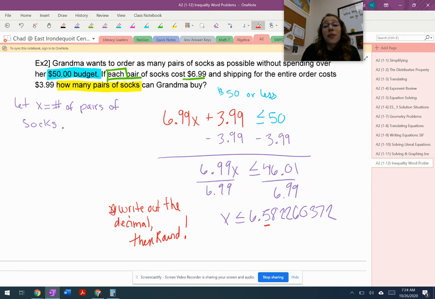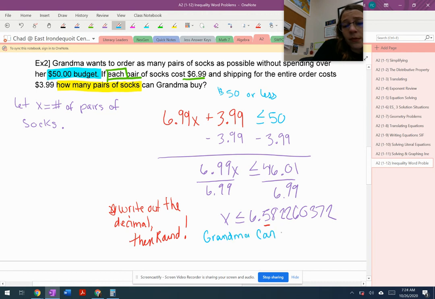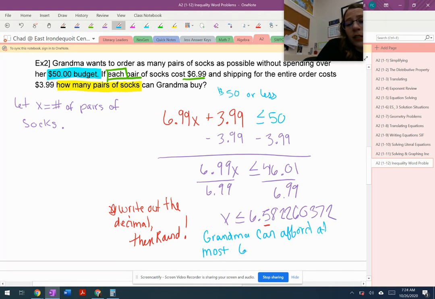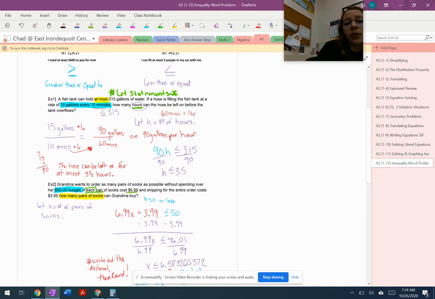If you're at the store and they want $7.50 and you only have $7, they don't just say, oh, okay, no big deal. So let's answer sentence this and move on with our lives here. So Grandma can afford at most 6 pairs of socks. Boom sauce. Just be careful when you're using those things.